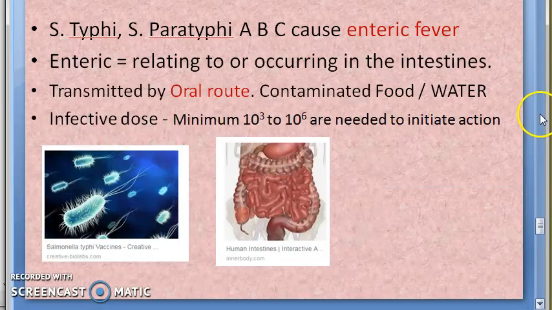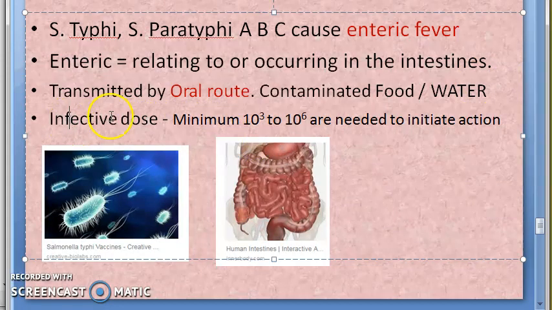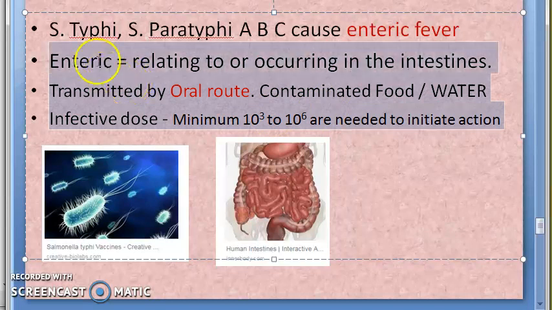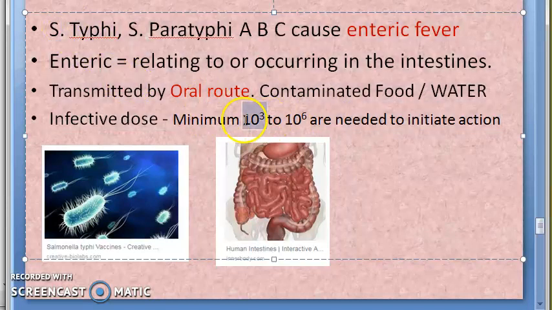Now one more thing I forgot in the previous slide here. Infective dose minimum 10 power 3 to 10 power 6 are needed. Okay, so 10 power 3 means what? 1000. You need at least 1000 Salmonella bacteria to come into you. Okay, 10 power 6 is again 10 lakhs or something, I think. So that much is required, just remember, at least 1000 bacteria should enter you.